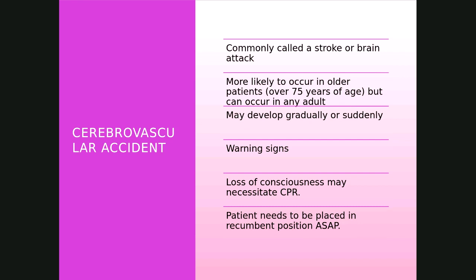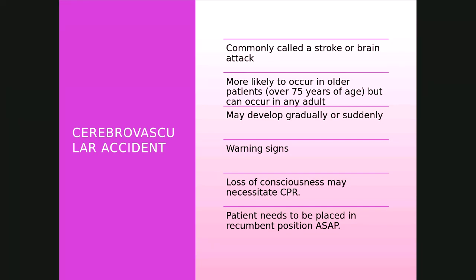A cerebrovascular accident or a stroke, this is where that happens in the brain. It is commonly called either a stroke or a brain attack. It's more likely to occur in older patients over the age of 75, but it can occur in any adult. It can develop either gradually or suddenly. Most of the time there are some kind of warning signs, whether there is a temporary loss of consciousness. Sometimes they kind of fog out for a period of time and then come back and can't really explain what they were doing in that time frame where they're just kind of spacing out.